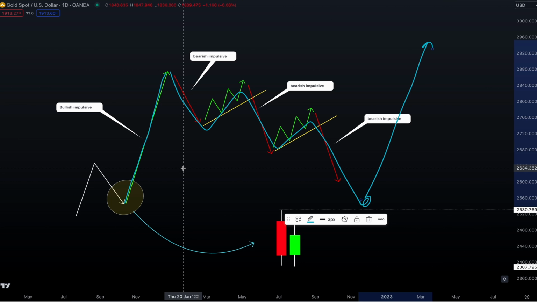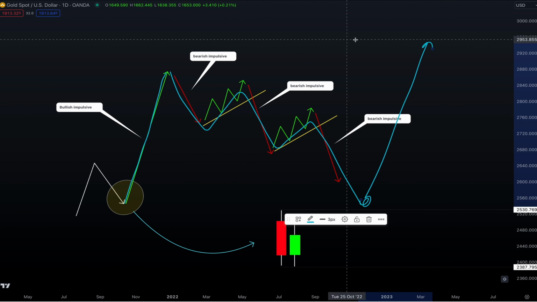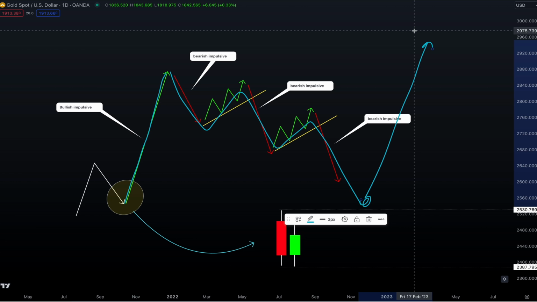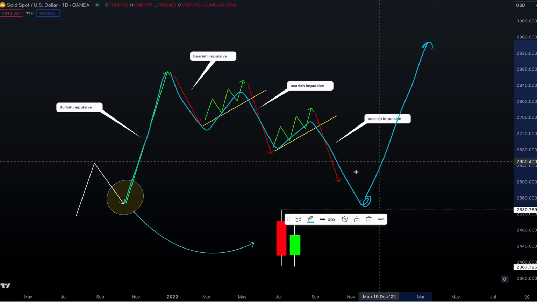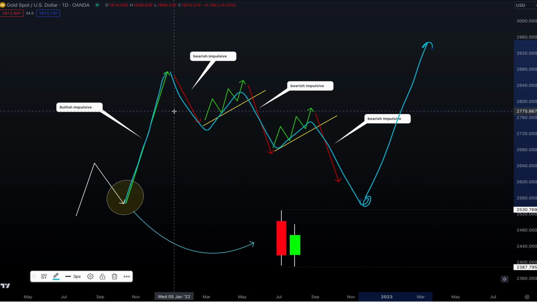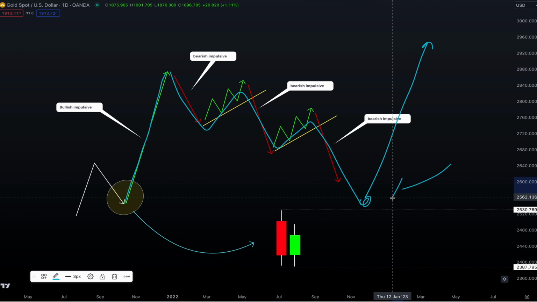But another thing you have to notice is that here I'm only explaining with wave theory. Then what if you include supply and demand, because you don't know where you are going to enter around this area?